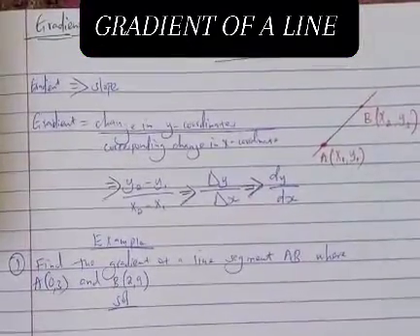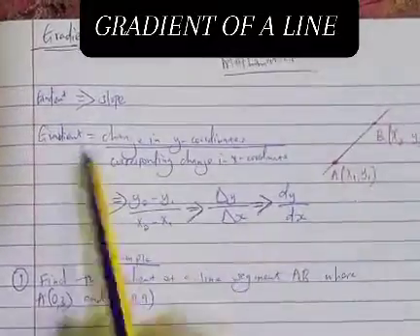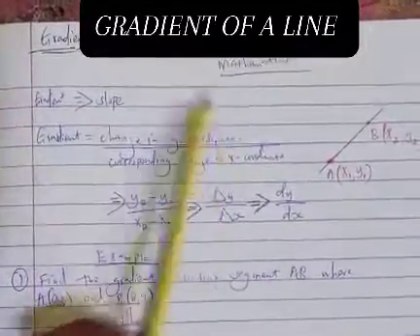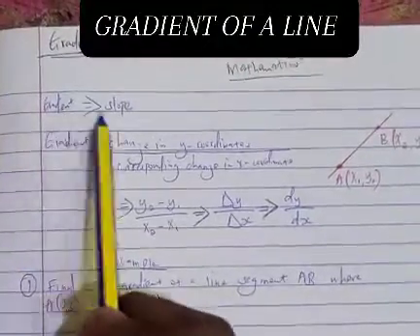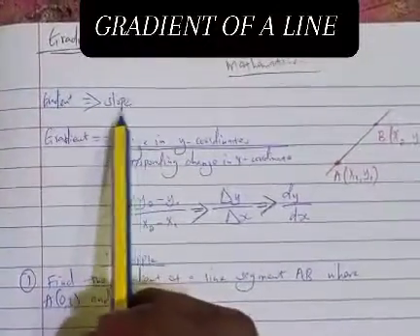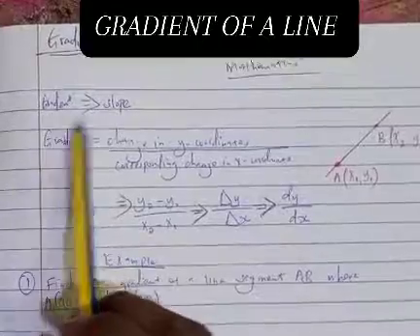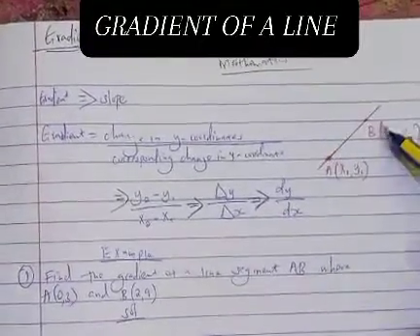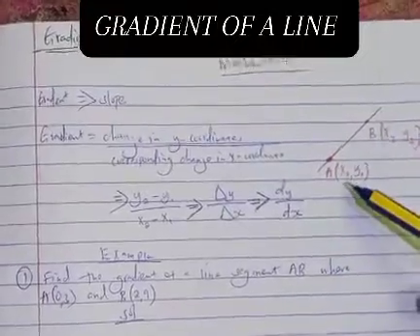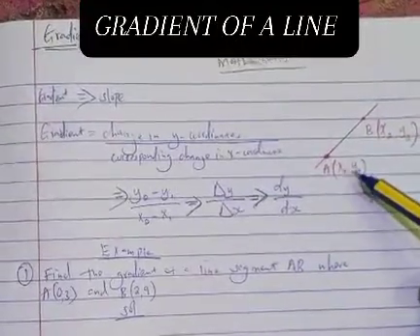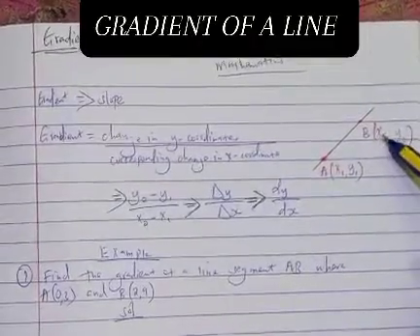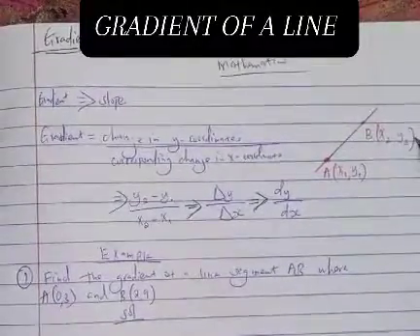If you are new here, hit the subscription button below as we tackle gradient of a line, a Form 2 topic in maths. So gradient is the same as slope. In other words, what is the slope of that line, a line segment? For example, a line segment AB where A has coordinates x1 and y1 and B has coordinates x2 and y2.